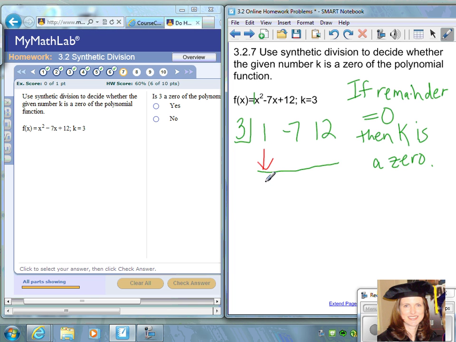Always bring down that first coefficient of 1. 1 times 3 is 3. Negative 7 and a positive 3 is a negative 4. Negative 4 times 3 is negative 12. And here we do get a remainder of 0. Since the remainder is 0, then we can say yes, 3 is a 0 of the polynomial function.